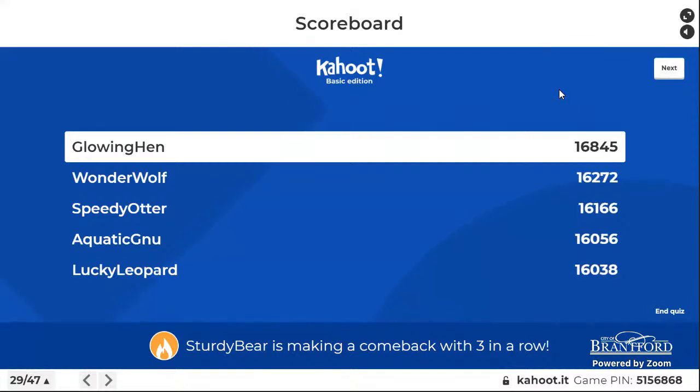See how that impacts the leaderboard. It looks like everyone in the top five did get that correctly. Their scores have bumped up. And Sturdy Bear is making a comeback with 3 in a row. So well done. Let's try to shake this up because it is definitely a close race.